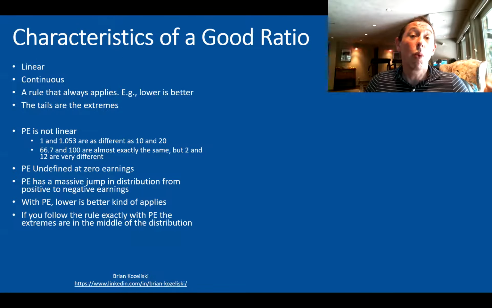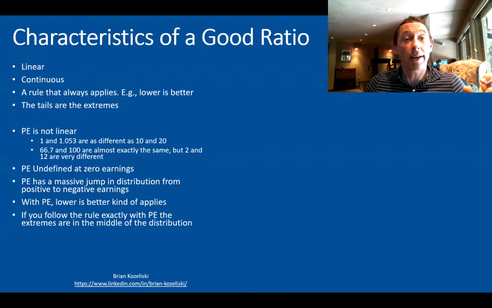Now, what we want in a good ratio are, one, that it's linear. As a reminder, PE is not linear. If we're comparing PE ratios, they are not linear. For example, a PE ratio of 1 and 1.053 are as different as 10 and 20. They're the same in terms of their difference. But if we look at these naively, we would think that there's a bigger jump between 10 and 20. That is not the case.